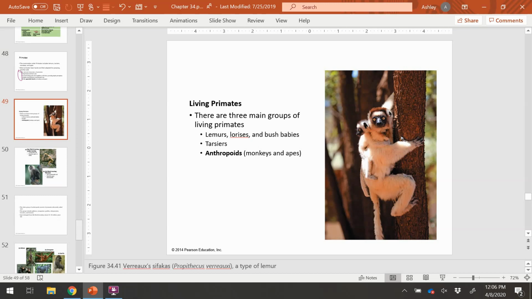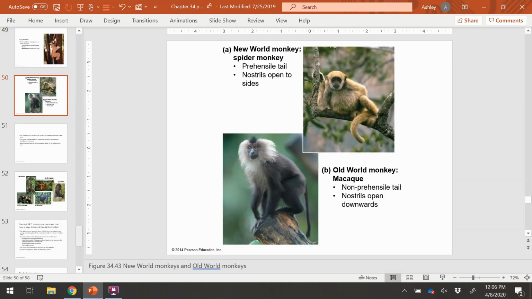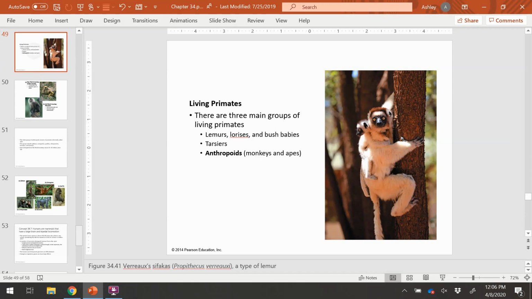So looking at the three main groups of living primates, you have the lemurs, lorises, and bush babies, of which the lemur is shown here. So they are smaller primates, tree-dwelling. They have, as you can see, all those main features of primates. The tarsier group, I don't believe that one's actually pictured here. They have very large eyes and very small body. They are very distinct from the lemurs, lorises, and bush babies in terms of evidence, like molecular and fossil history. And so they have their own group.